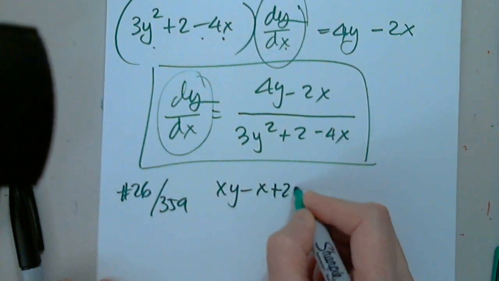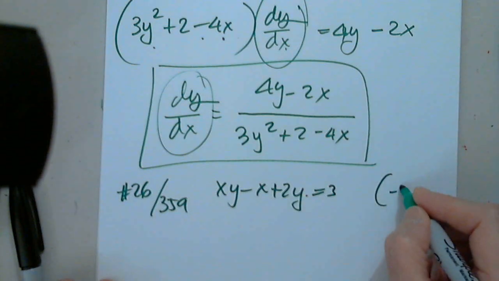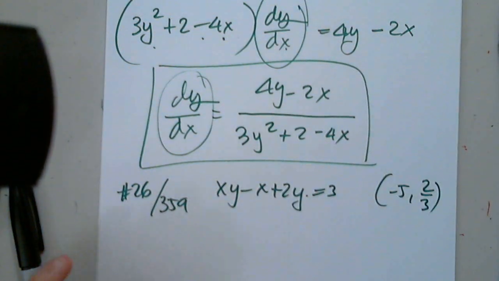xy minus x plus 2y equals 3, and the point is -5, 2/3. Perfect. So they want us to find dy over dx and then find the slope given the point. Perfect. Good.